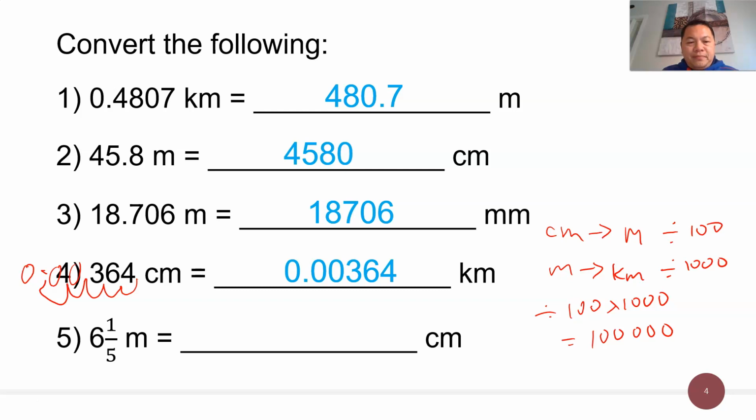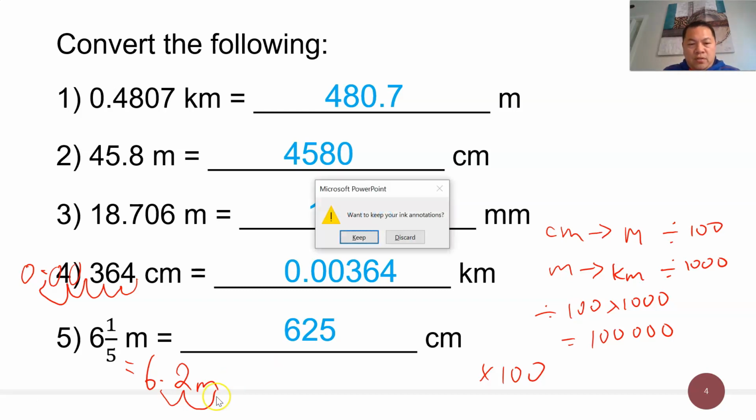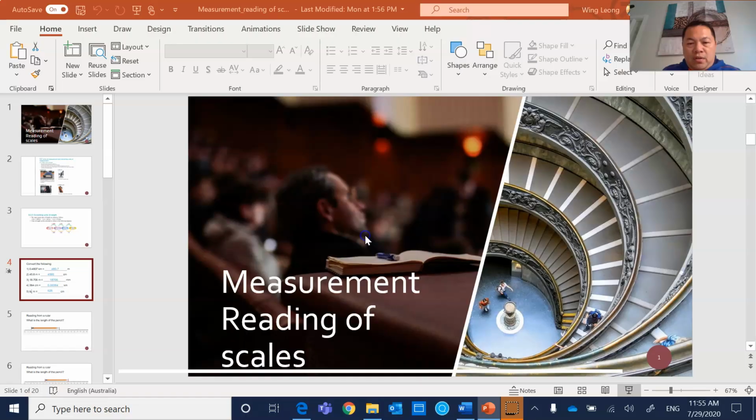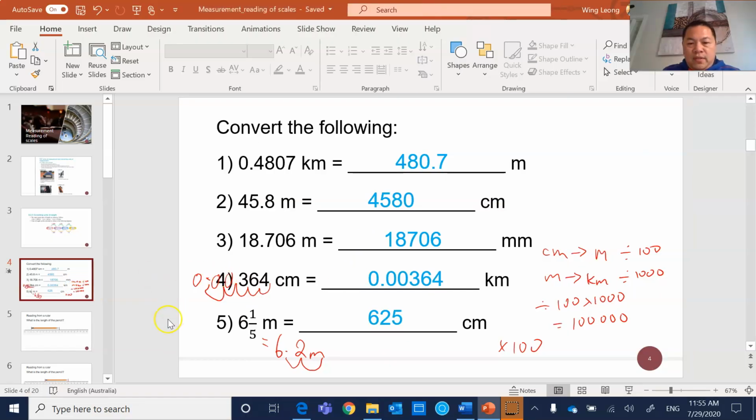What about this, 6 and 1/5 meters? We know that 1/5 meters is actually 0.2, so it is 6.2 meters. So 6.2 meters to cm, I have to times 100, isn't it? So I have to move 2 decimal places, 1, 2. So that's how I get 620. It should not be 25, sorry, it's supposed to be 620 here. Okay, my mistake.